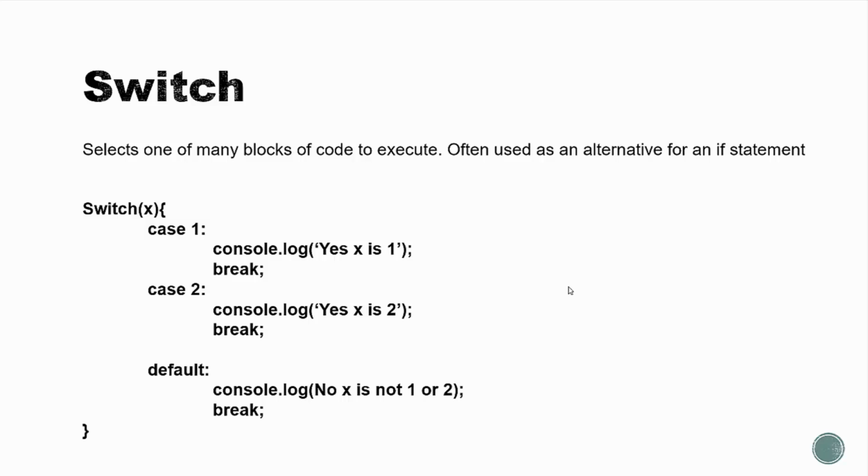A switch can select one of many blocks of code to execute, and this is often used as an alternative for an if statement. In this case, we're testing the value of x, and we apply different cases to it. So if x equals 1, then this will go ahead and run. It's just going to print out yes, x is 1, and then it's important that we break out of that as well. If it's 2, it's going to console log that, and default basically happens if none of the above cases are true. So in this case we're going to log no, x is not 1 or 2.